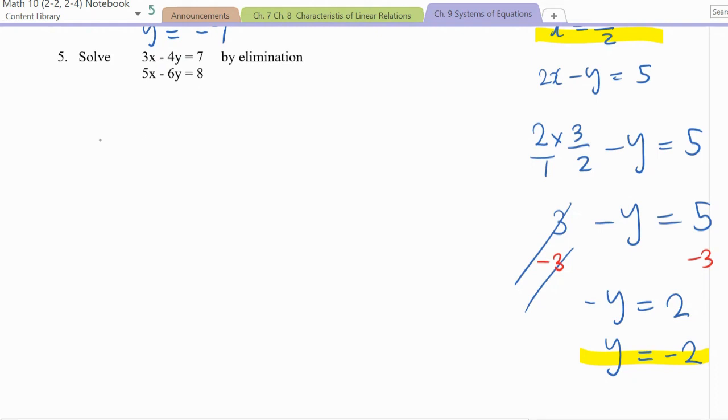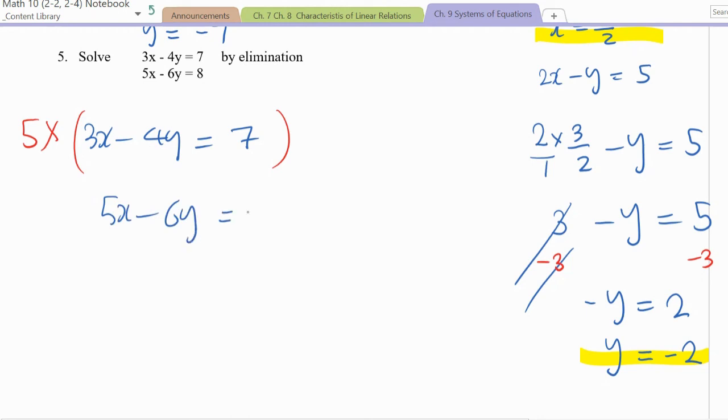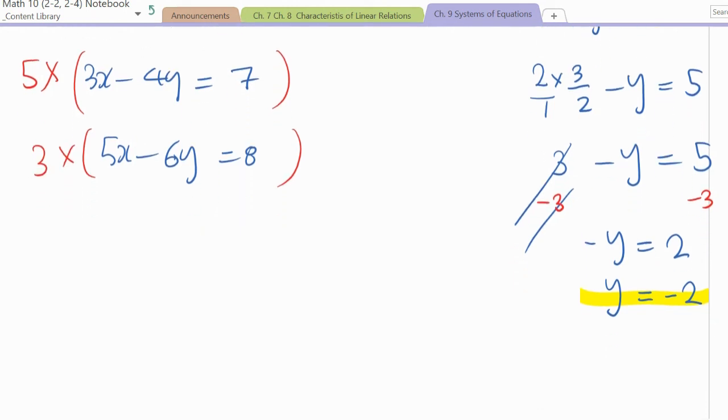So in that case, what we're going to do is multiply a different number on both equations. So in this case, let's just remove the x variable. To remove the x variable, I'm going to multiply 5 here, and I'm going to multiply 3 here, right? So 5 and 3, and let's just do it.